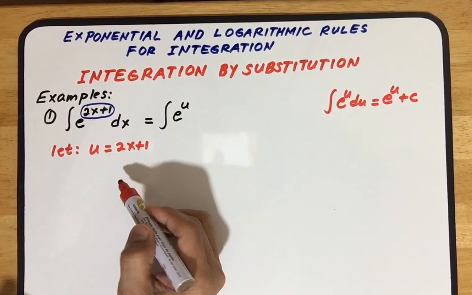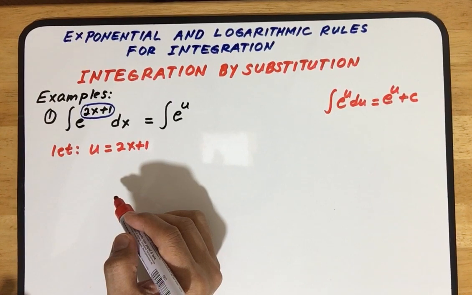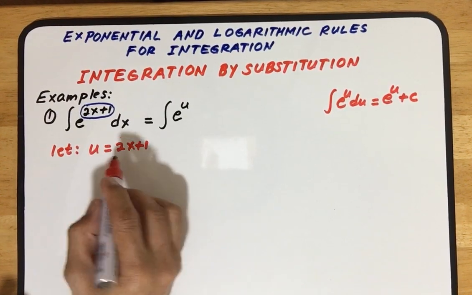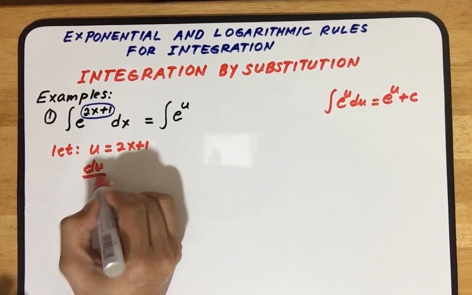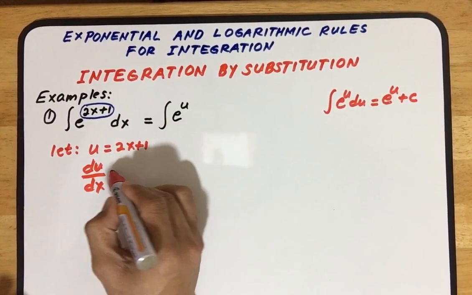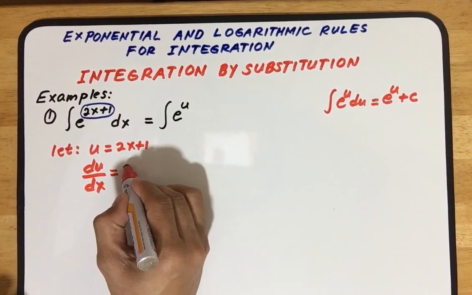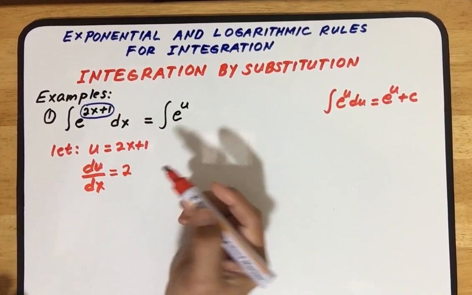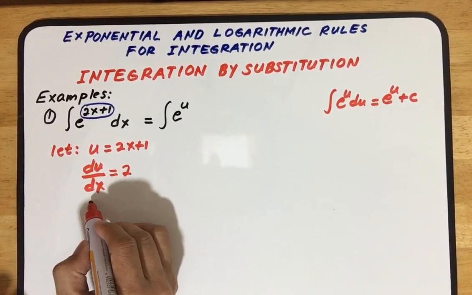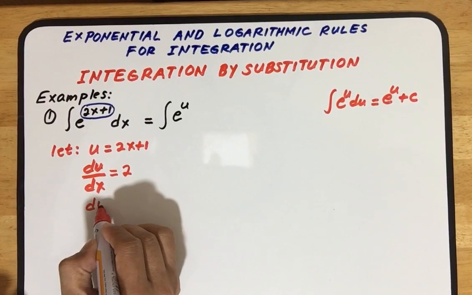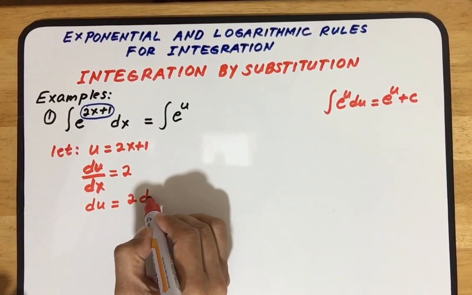Similar to the previous examples, we will do the same. We have to find the derivative of u with respect to x, which is equal to, in this case, the derivative of 2x is 2. The derivative of 1 is 0. Then solving for du, we multiply both sides by dx. So du, therefore, is equal to 2 times dx.